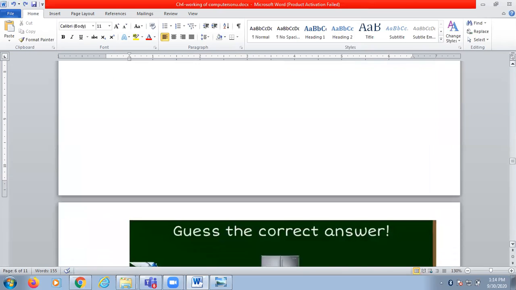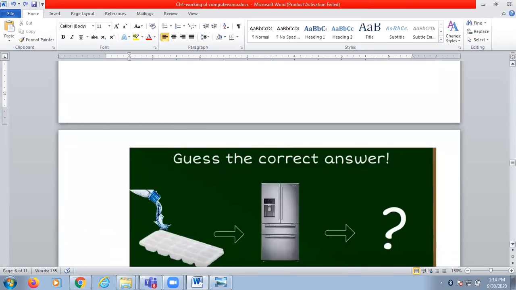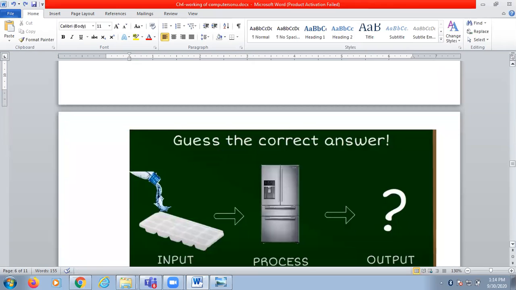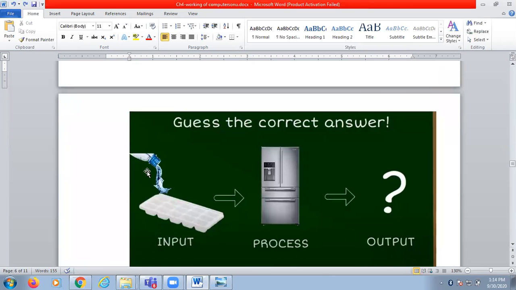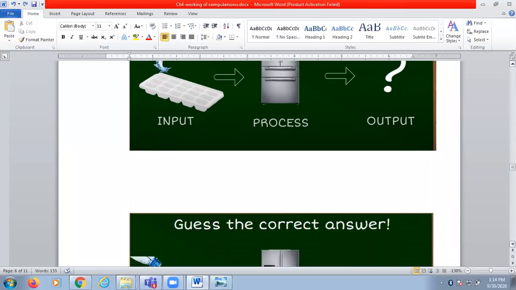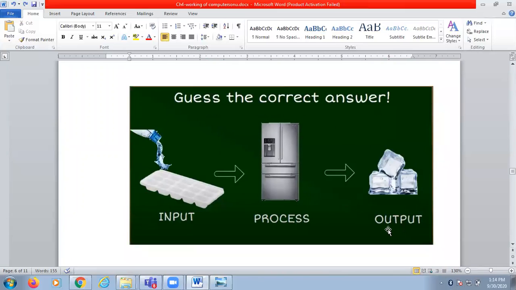Now I will ask you one question. I have taken a lot of examples. Now I want you to tell me the answer. I have taken an ice tray and I have filled it with water. For the processing, I put that ice tray in my refrigerator. What would be the output? Yes, think. What would be the output? Yes, the output would be my ice cubes. Yes or no? My ice cube would be the output.